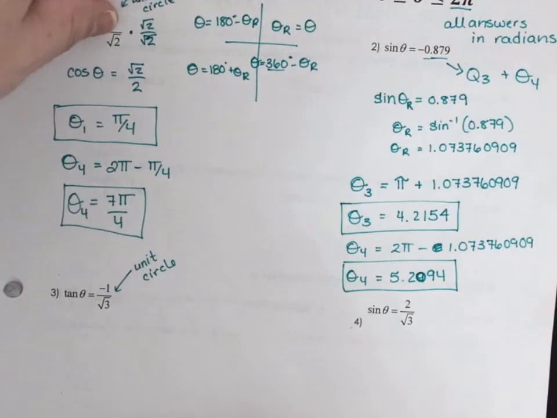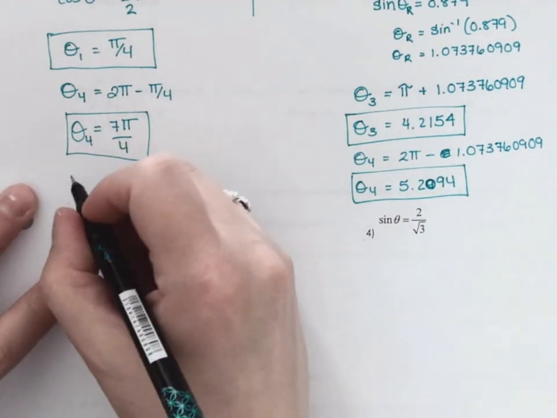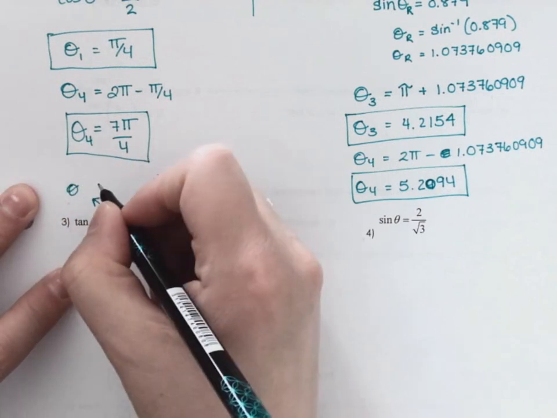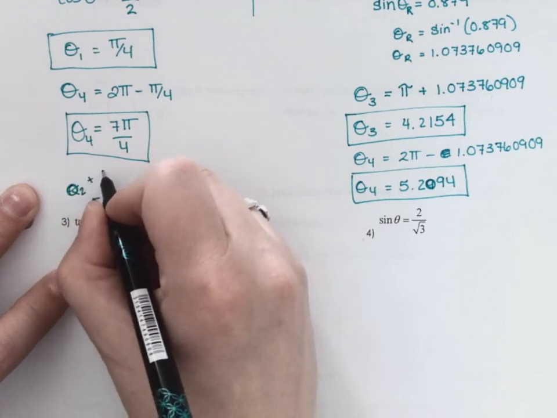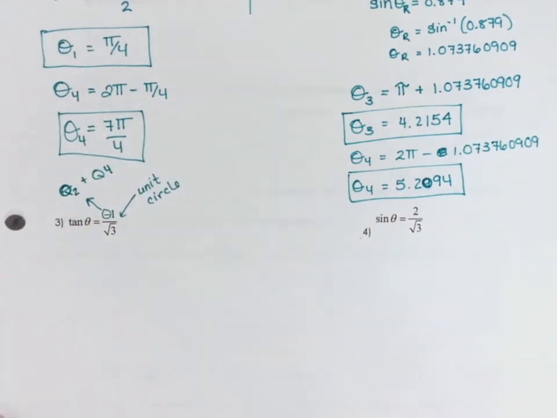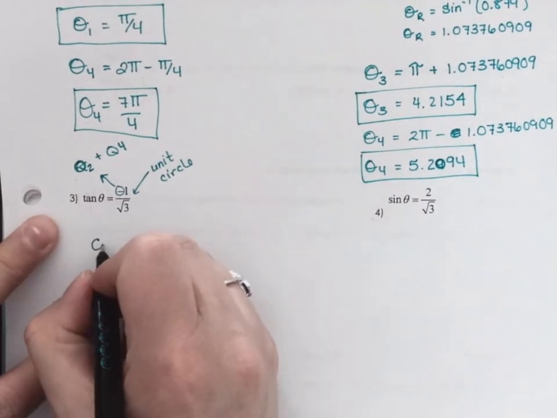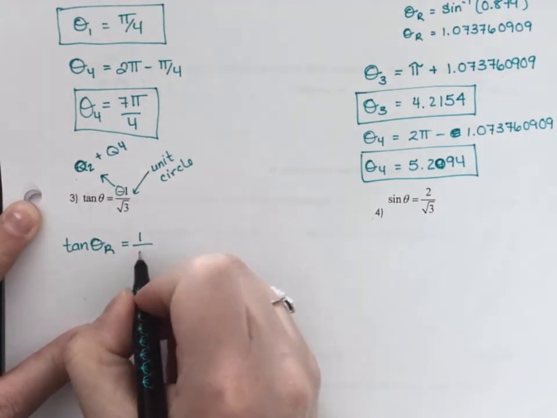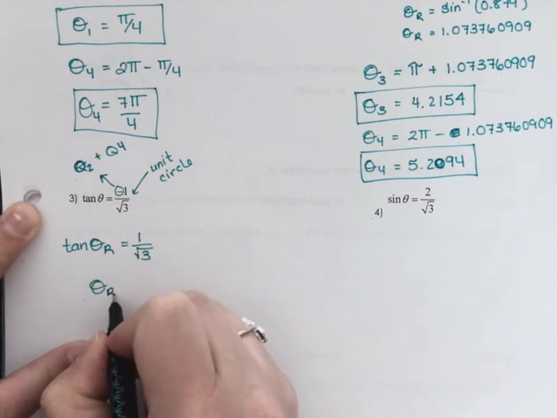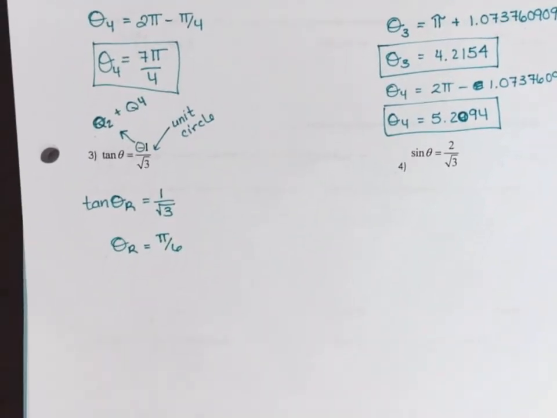Because you're like, I have no idea, lady. How am I supposed to pick that out? Fair. Totally fair. So the negative tells us we are in quadrant 2 and quadrant 4. Right? Our CAST rule tells us that. So where is the first time that we see tan theta reference of 1 over root 3? I'll help you out. It's pi over 6.